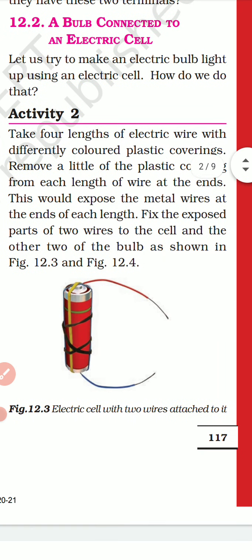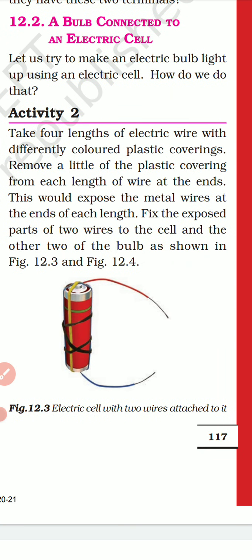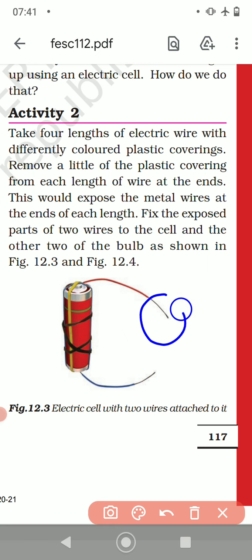Activity number 2. Take 4 lengths of electric wire with differently colored plastic coverings. Remove a little of the plastic covering from each length at the ends. You can see this. The plastic covering is removed here. So this end doesn't have the plastic covering. It has been removed. This would expose the metal wires at the end of each length. Now metal wires are exposed.